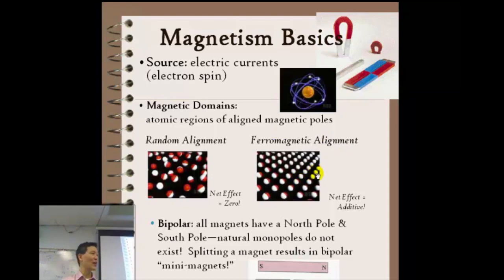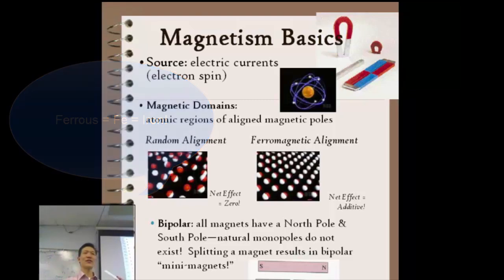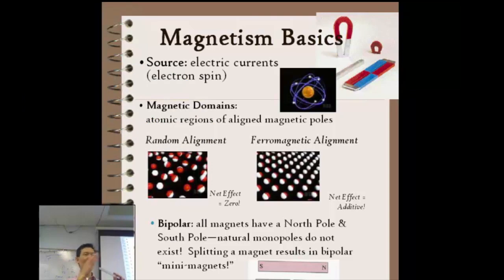And notice in the word ferromagnetic is the Latin root ferrous, which is what we use for iron. It's the atomic symbol for iron, and it's Latin for iron. So ferromagnetic, all it means is you can line up those domains. And iron was one of the first materials we could magnetize there.